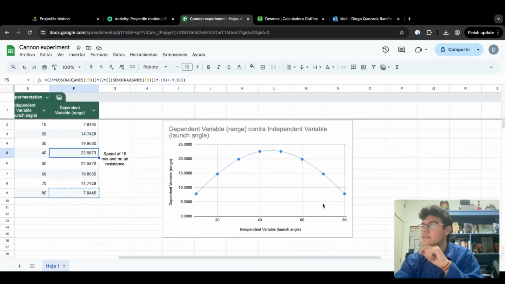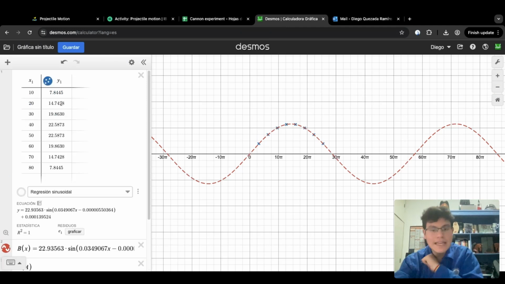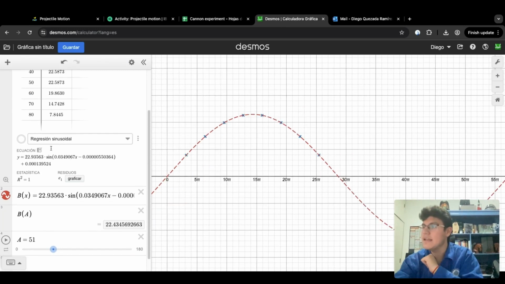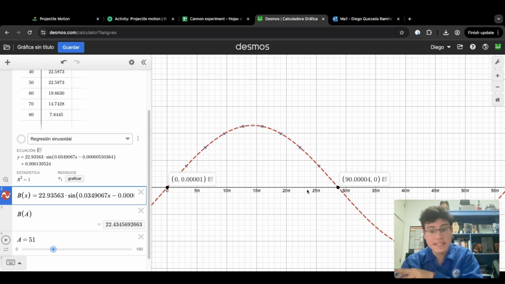If we were to plot those points into a graph, with our dependent variable being the range and our independent variable being the launch angle, we found this very interesting shape. Is that a parabola, you may be thinking? No, it isn't. When plugging it into Desmos, we find out that the actual type of regression is a sinusoidal regression. What does this mean? Here we're going from 0 to 90 degrees, and we're going to be alternating between having, let's say, a positive range and a negative range.